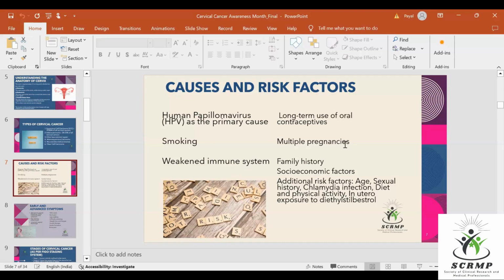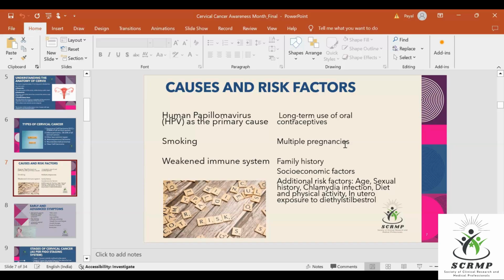Multiple pregnancy is also a risk factor, and possible reasons could be the many hormonal changes that happen in pregnancy, nutritional factors, and increased exposure of the transformation zone. Like I said in the earlier slide on anatomy, the transformation zone is a very vulnerable zone. All these factors directly impact that transformation zone, because it is very vulnerable to any kind of dysplasia.